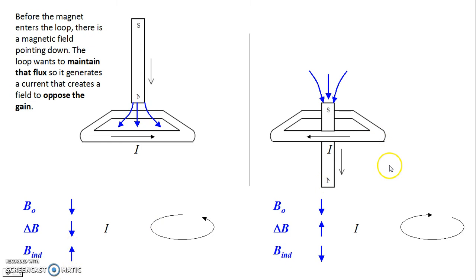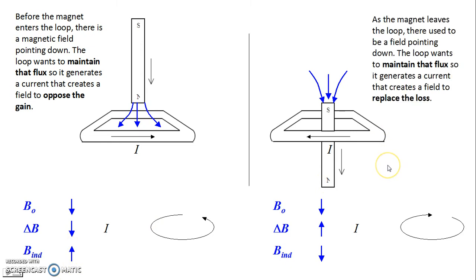In this situation, as the magnet leaves the loop, there used to be a field pointing down, and you're taking it away. The loop wants to maintain that flux of these field lines pointing down, so it generates a current that replaces the loss, because you're taking field lines away. It's all about maintaining the status quo, trying to get back the way it used to be. The universe does not like change.